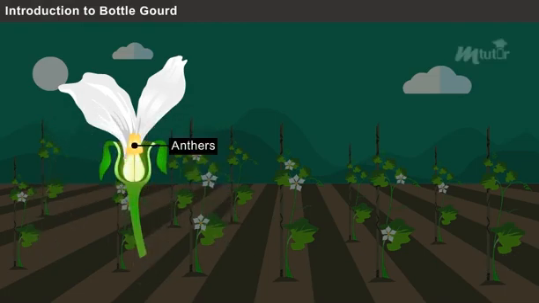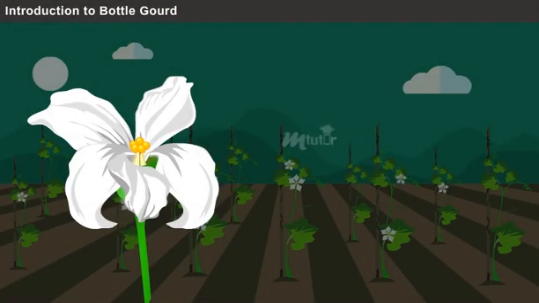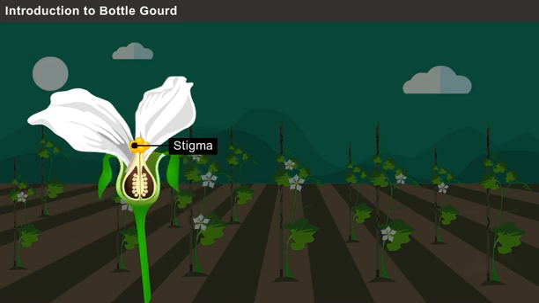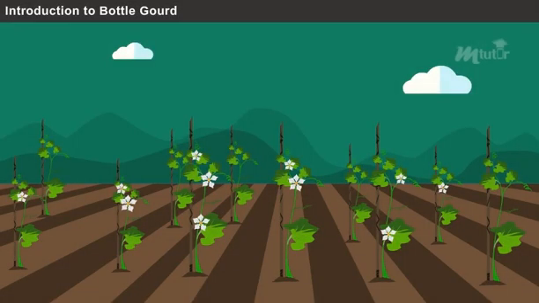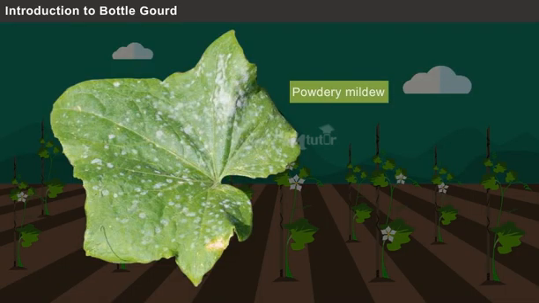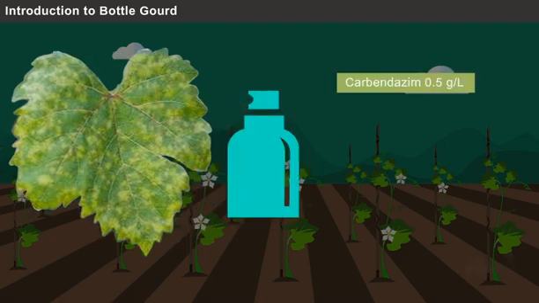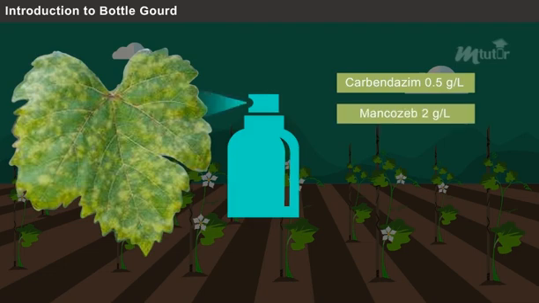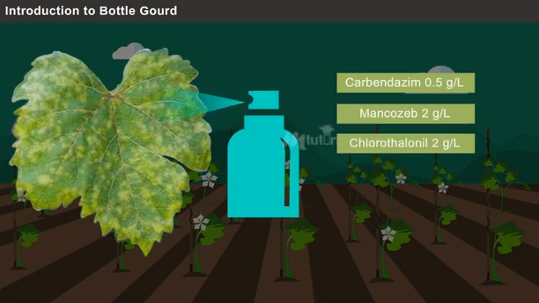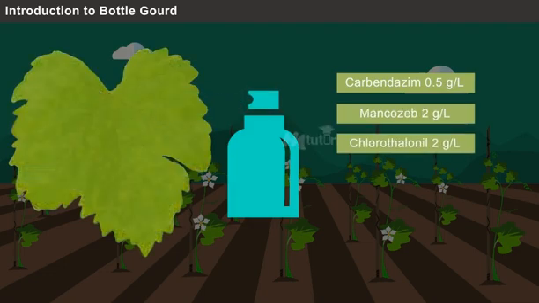The anthers are borne on a short filament group at the center of the flower, while the female flowers are short pendulous with separating petals, and the stigma is short and ovary is inferior and fruit-shaped. During the growth period, the vine is affected by diseases like powdery mildew and downy mildew, which can be controlled by spraying carbendazim 0.5 grams per liter of water and mancozeb or chlorothalonil 2 grams per liter of water respectively.